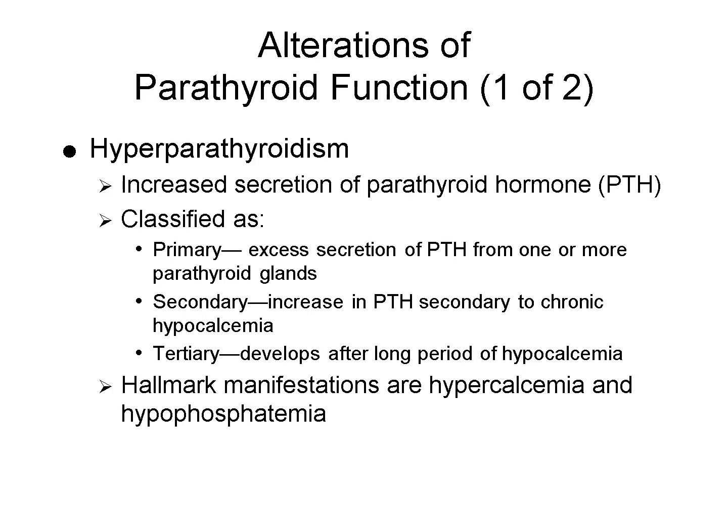Hyperparathyroidism is the overproduction of parathyroid hormone, PTH, which increases calcium levels in the blood. In primary hyperparathyroidism, the gland itself is overactive. Secondary hyperparathyroidism results from chronic hypocalcemia, often due to kidney disease. Tertiary hyperparathyroidism occurs when PTH secretion continues even after calcium levels normalize. Hallmark signs include hypercalcemia, hypophosphatemia, and bone density loss.